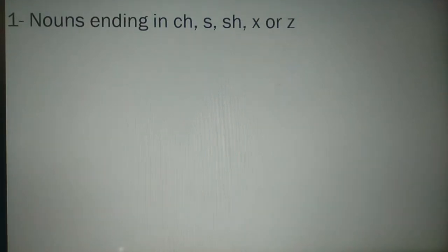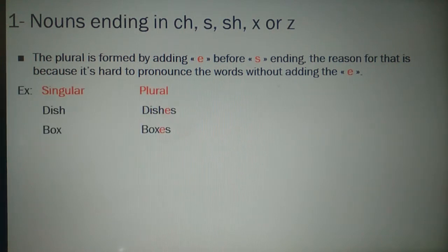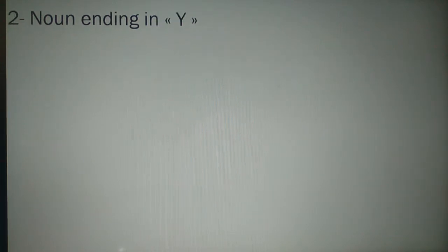We start with nouns ending in ch, s, sh, x, or z. The plural is formed by adding es, and the reason for that is because it's hard to pronounce the words without adding e. For example, dish, dishes, box, boxes.